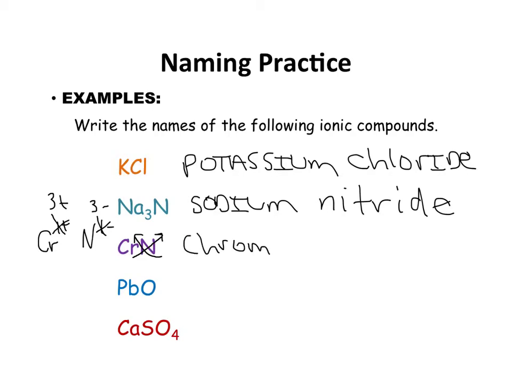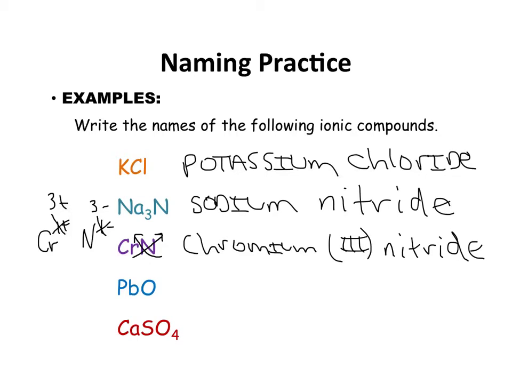Chromium, with his charge in parentheses as a Roman numeral, it's now 3, followed by the name of the nonmetal with an IDE ending. It's nitrogen, so again, it's going to be nitride. So chromium 3 nitride. We said, yes, it's multi-charged, so yes, you need a charge in parentheses. Let's look at the next one, PbO.